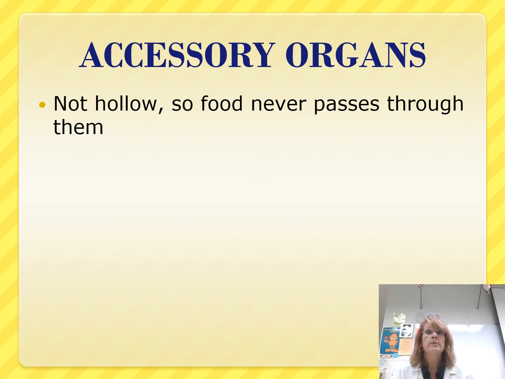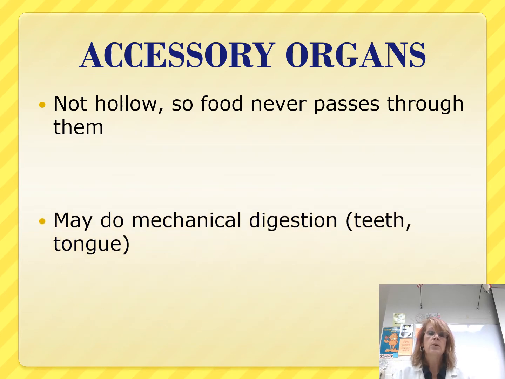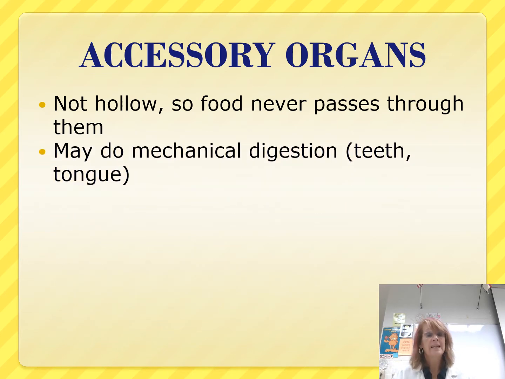Okay? It's made from skeletal muscle. Okay? It's used for many different things, but even though it's part of your digestive system, it's not part of that tube. So we don't call it part of your alimentary canal. It's an accessory organ. And so different accessory organs may do mechanical digestion, like your teeth. We use them to grind things. Your tongue is also used to help push food up on your teeth.